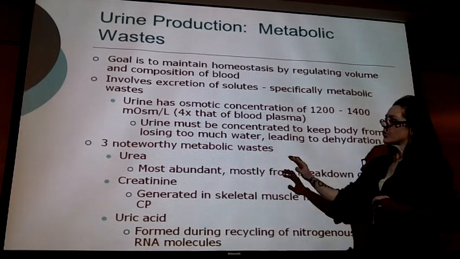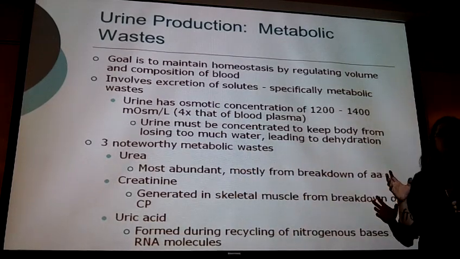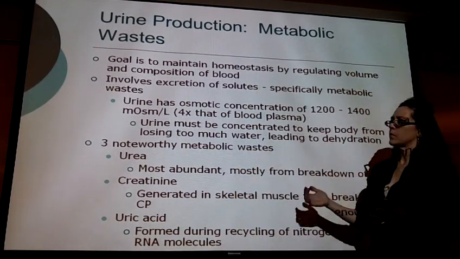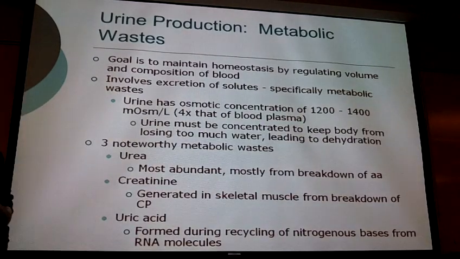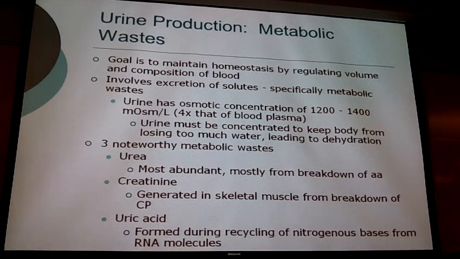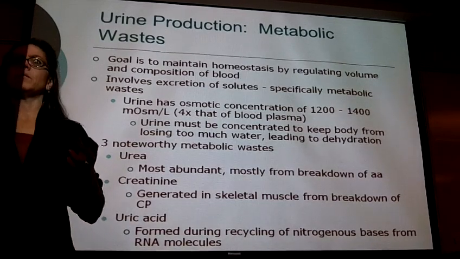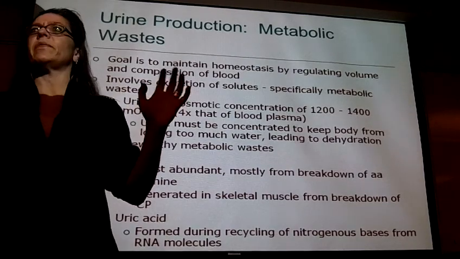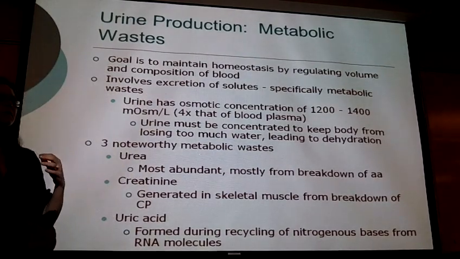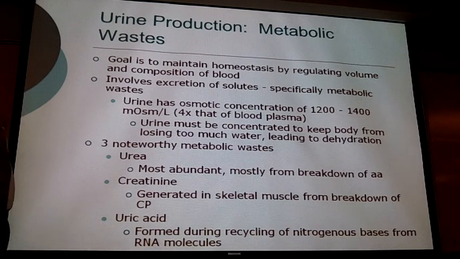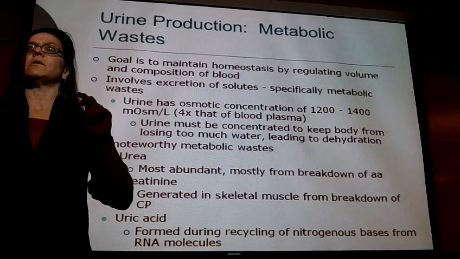Now, there are 3 metabolic wastes that are most common in the urine, and so you should be familiar with those. These are all nitrogen-based compounds, and our body just is not very good at dealing with compounds that have nitrogen in them. Plants do very well with nitrogen-based compounds, but our body doesn't. Our body tends to prefer carbons and hydrogens and oxygens, maybe some sulfates here and there.